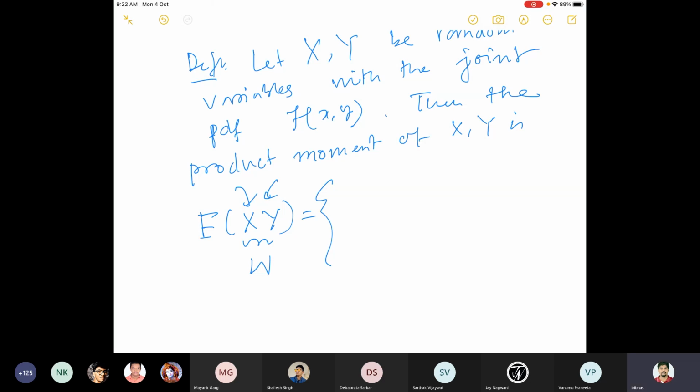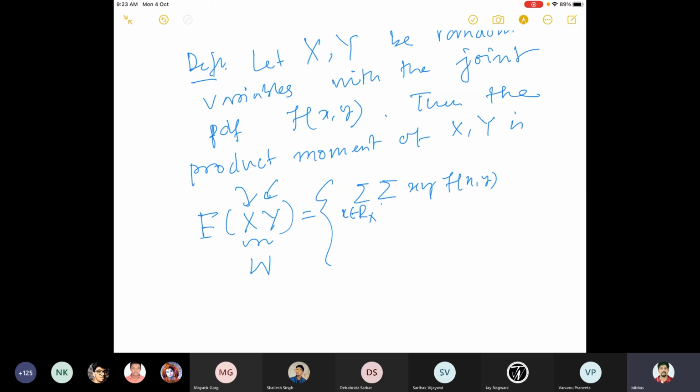What is the expectation of a random variable W? How can you define it? If W is continuous, it is the integral of W f of W. If it is discrete, then it is the sum over W f of W. Same thing here. W is x times y, so there are two parameters, and the PDF is f of xy. That's how it is defined.